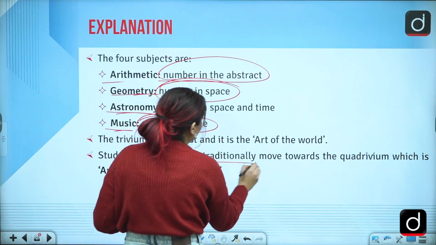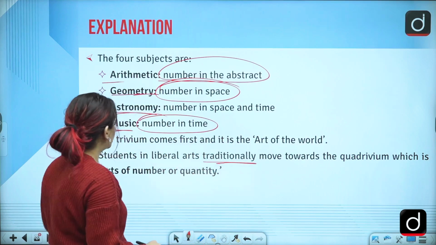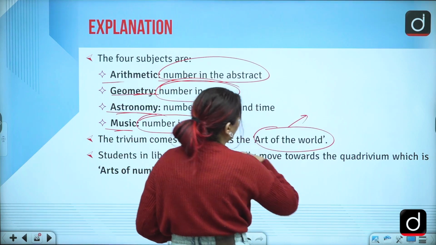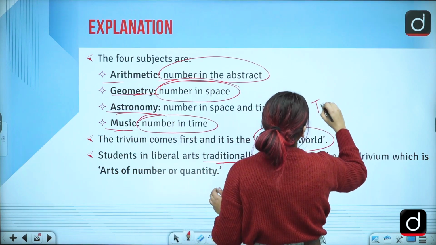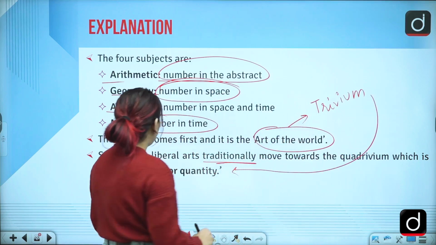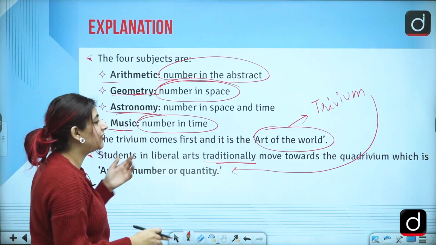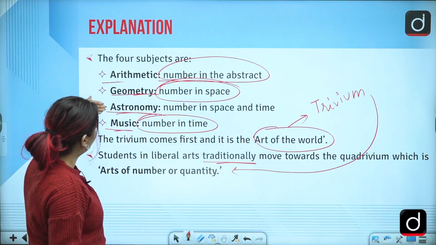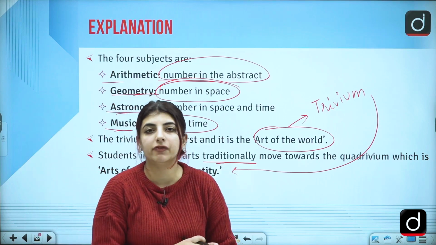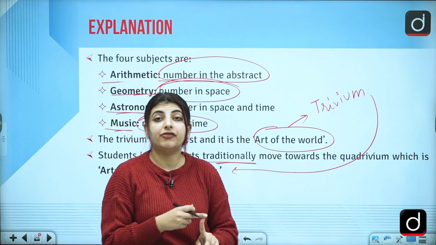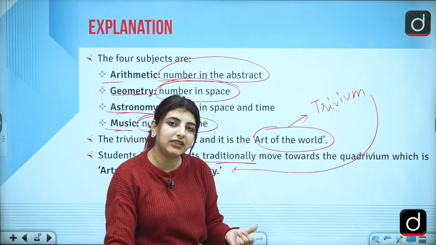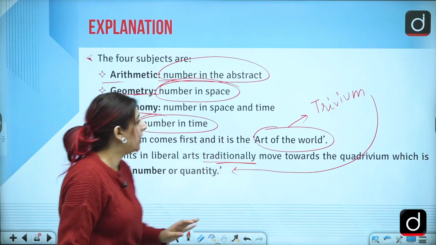Students in liberal arts traditionally move towards the quadrivium, which is the art of number or quantity. So from the art of the word, that is philosophy, if we talk about the trivium, we move to the art of number or quantity. Hence the subjects arithmetic, geometry, astronomy and music are all related to numbers in quantitative terms, in terms of time, and even in the case of space, even in the abstract form, the numbers exist at any time and every time. Hence this is related to the quadrivium, correct?